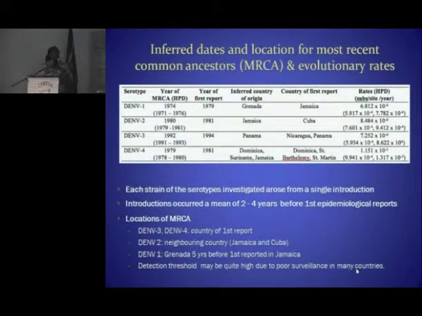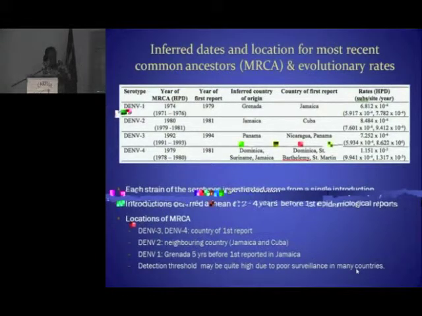So for example, if you look at dengue 1, the year when that was first reported in the Americas was 1979, but the genetic data suggests that it had been around for up to 5 years before. The country of first report was Jamaica, but the data suggests that it's very likely it existed in Grenada before that. Perhaps Jamaica had better surveillance than Grenada at that time.